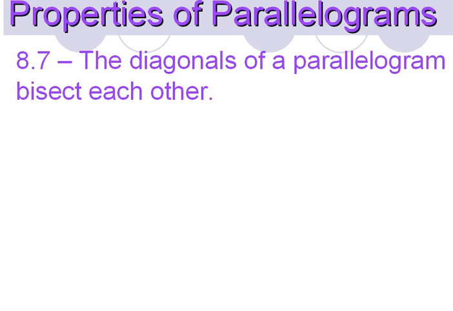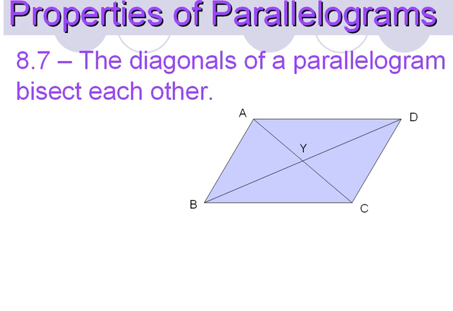8.7, the diagonals of a parallelogram bisect each other. So remember, a diagonal goes from one vertex to the opposite vertex, and in this situation here, we see AC, AY and YC are congruent, and BY and YD are congruent.